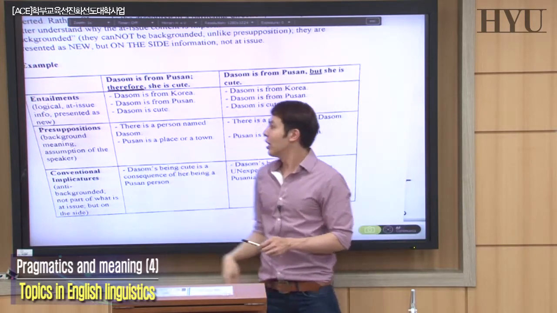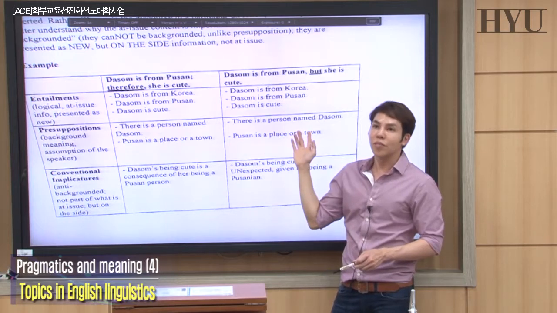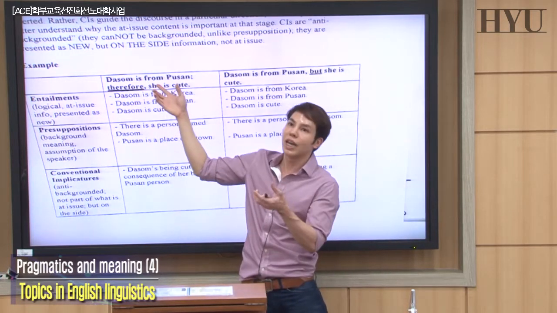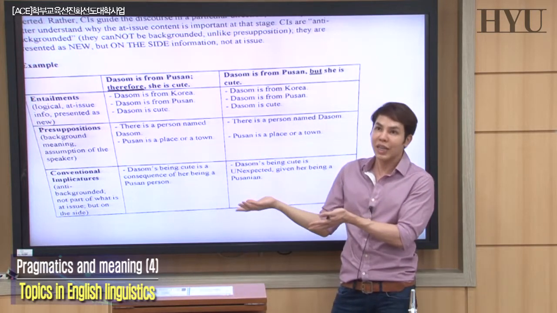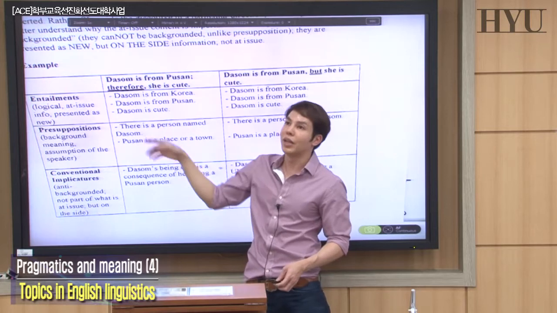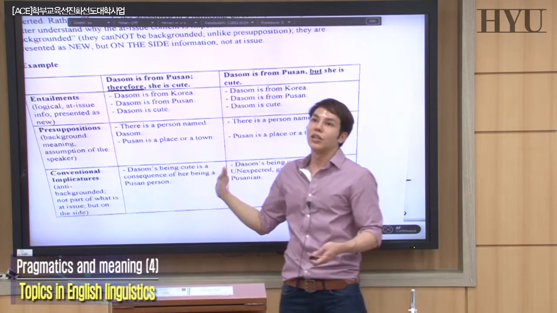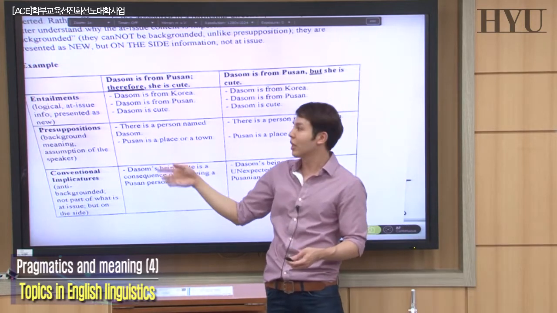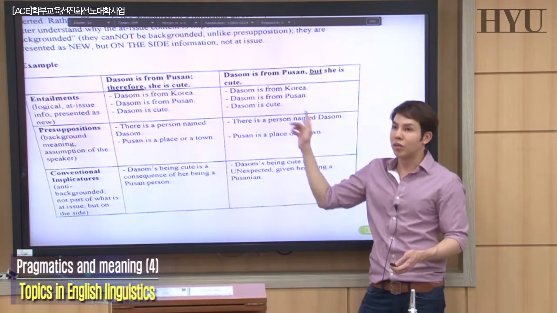For presupposition, the presupposition is the same for both of them. There's a person named Tasom. When I say that Tasom is from Busan, then I assume that there's a person by that name. Busan is a place or a town because I said she's from there, meaning it has to be a place. So that's the assumed knowledge, assumed information. So the presuppositions are the same in both of these.